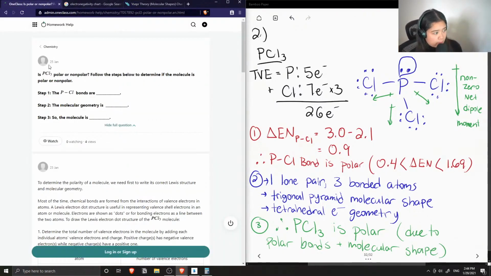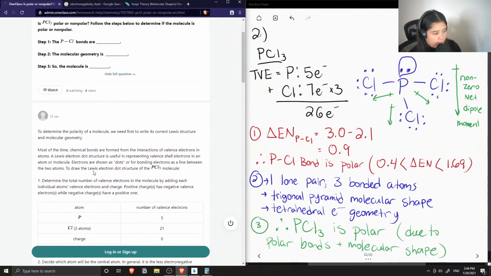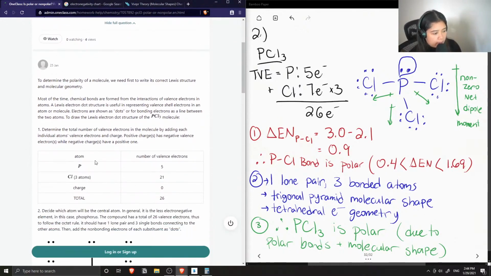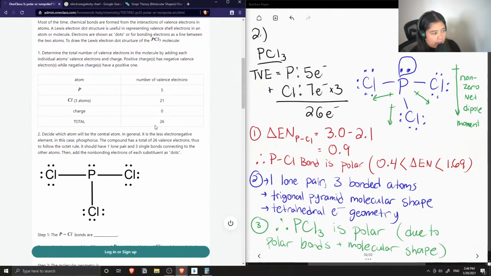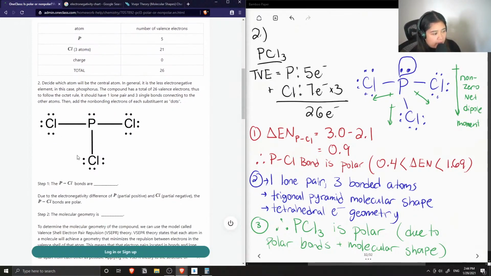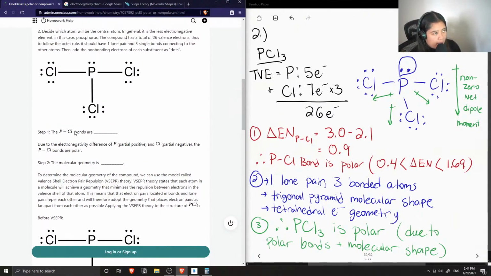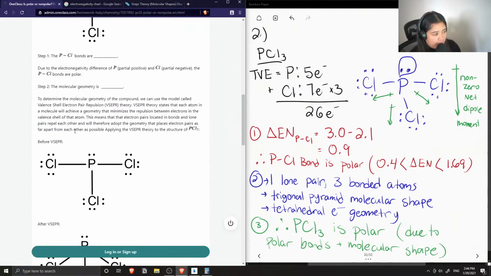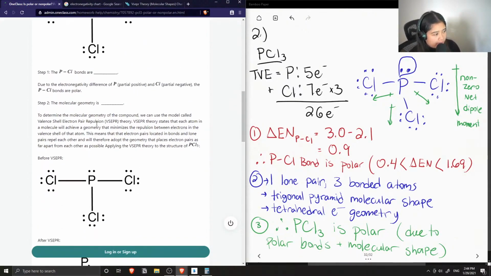Okay, so the junior tutor said that to determine the polarity of a molecule, we need to first write its correct Lewis structure and molecular geometry. So they kind of summed up how we would do that. They got 26 valence electrons and drew the correct Lewis structure. And they didn't show the calculation of the electronegativity difference, but they already knew that it would be polar.